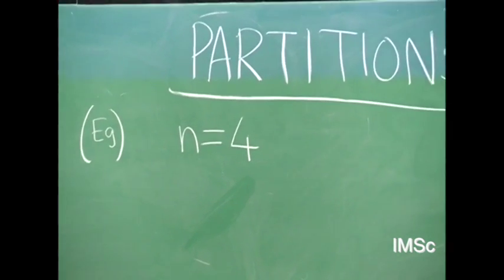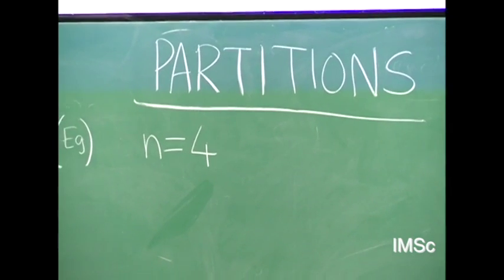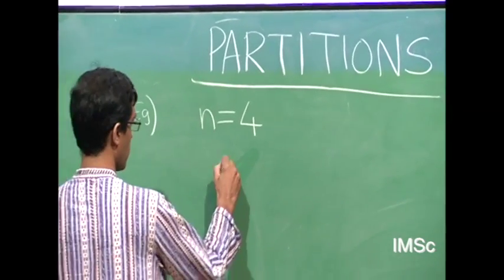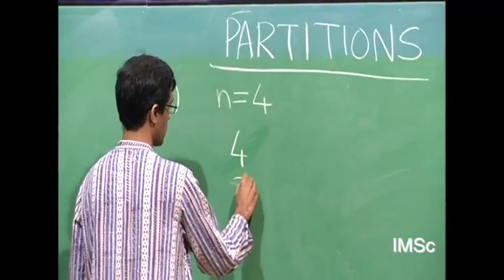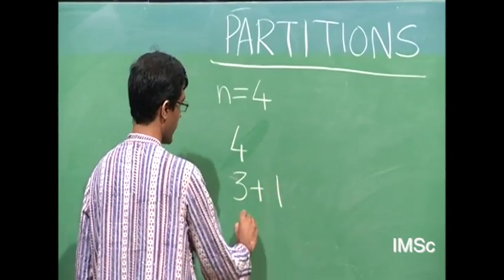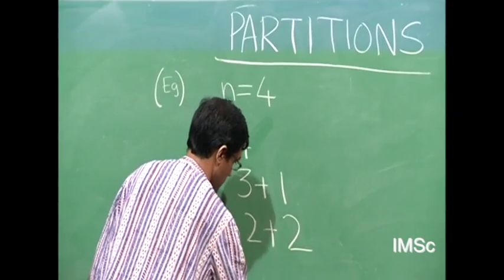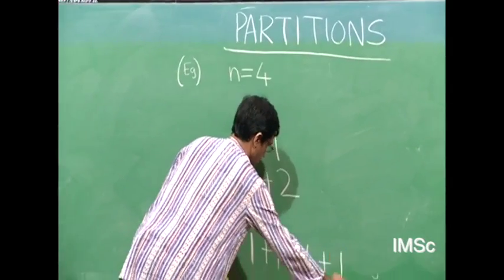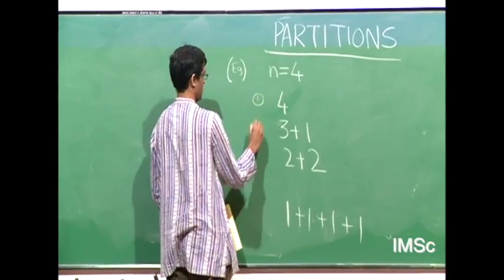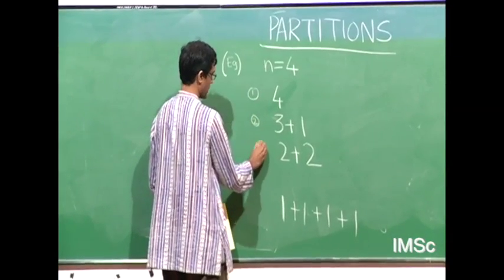So what the English word partition means is exactly what we will do. We will try and write 4 in all possible ways as a sum of natural numbers.